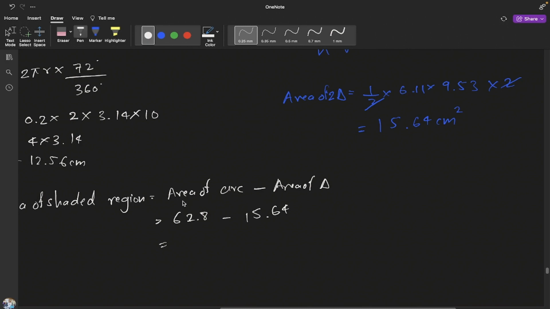That's a small mistake. The area of two triangles is not this much. The answer should be 58.22. Okay. Here also 58.22. So 62.8 minus 58.22 will give you 4.58 centimeters squared. This is the area of the shaded region.